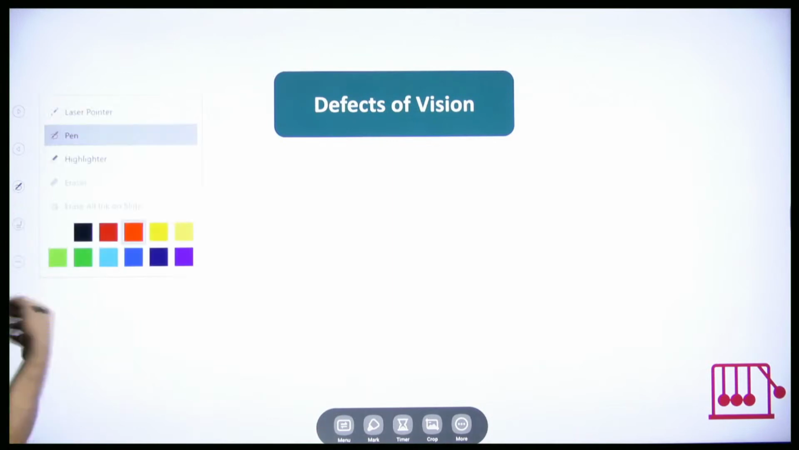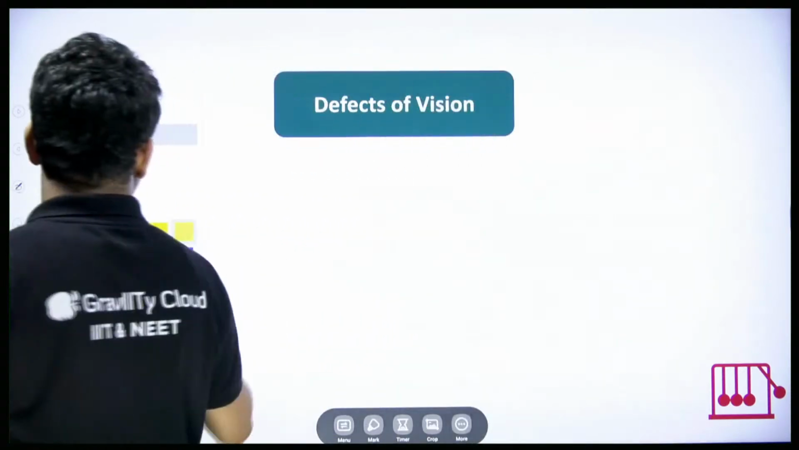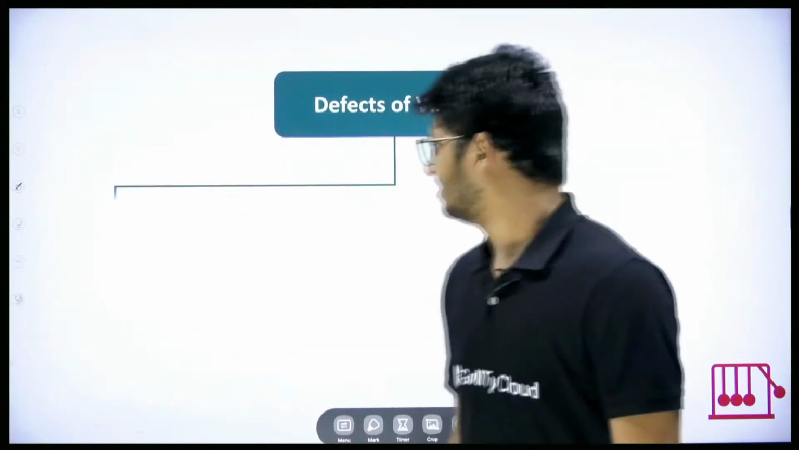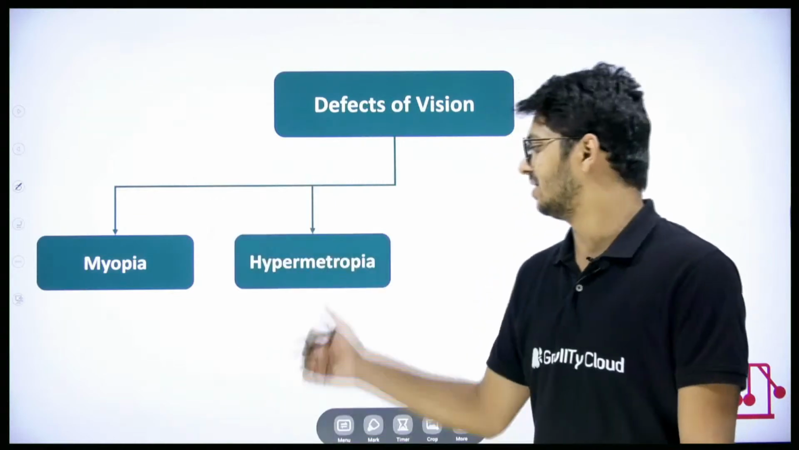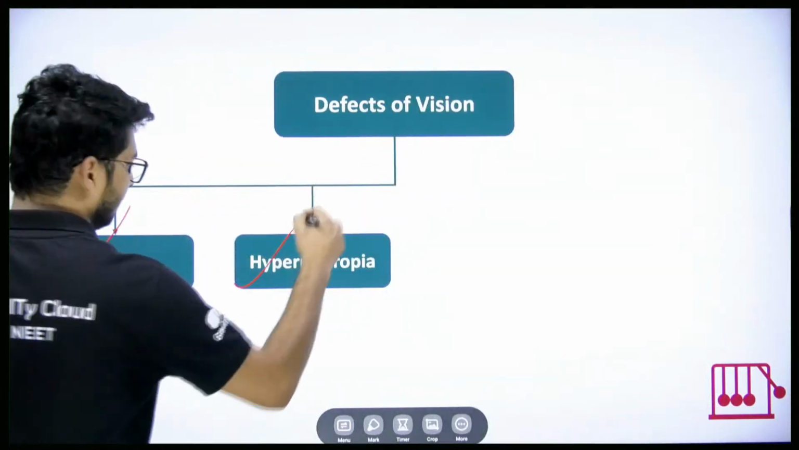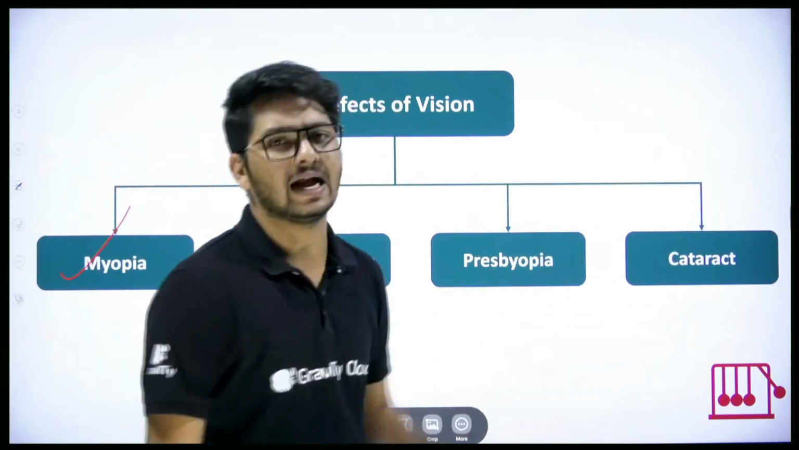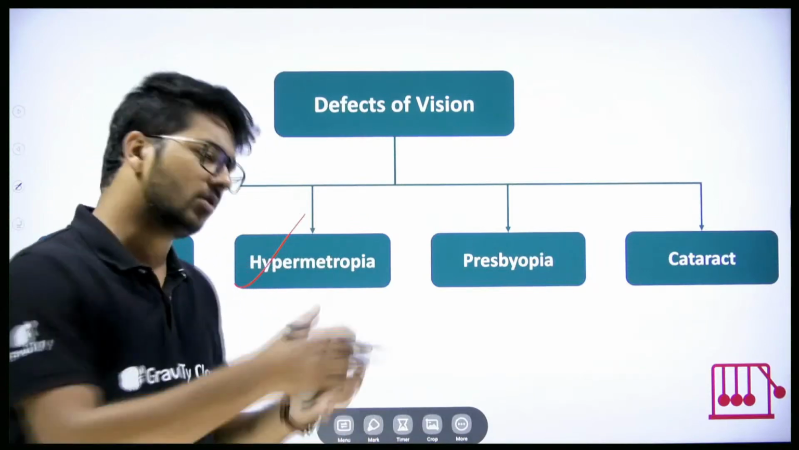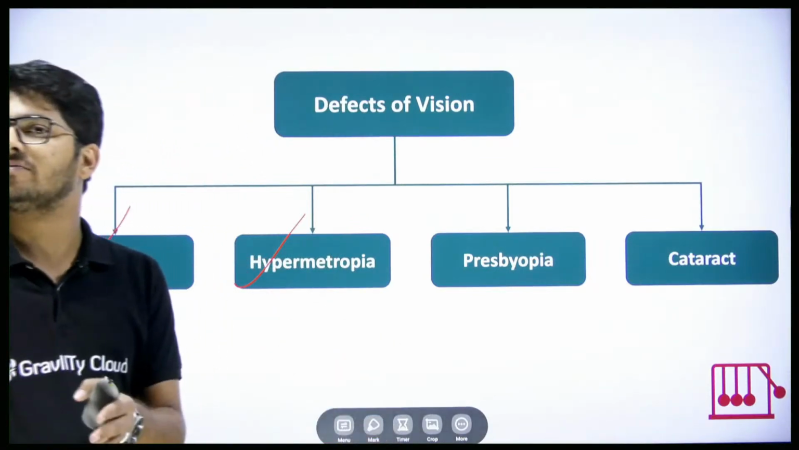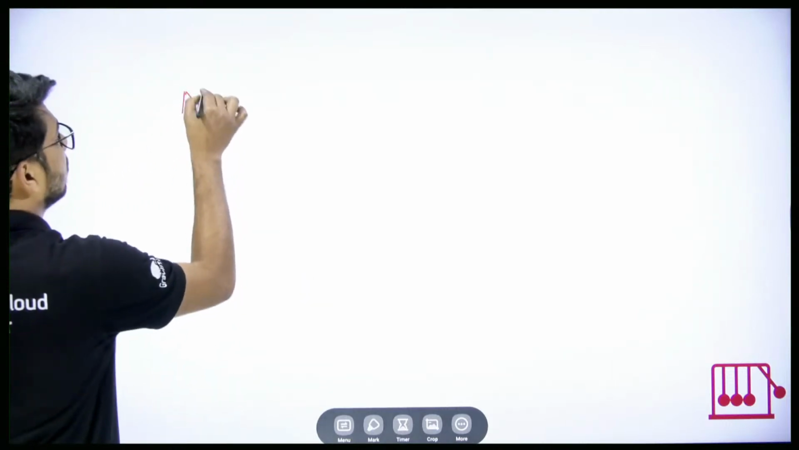So first of all, we'll continue with defects of vision. In the last class, we discussed myopia and hypermetropia. Both of them are done. But we haven't discussed presbyopia and cataract, and that's what we'll discuss now, and after that we'll go into power of a lens. First, a very quick revision of myopia and hypermetropia.